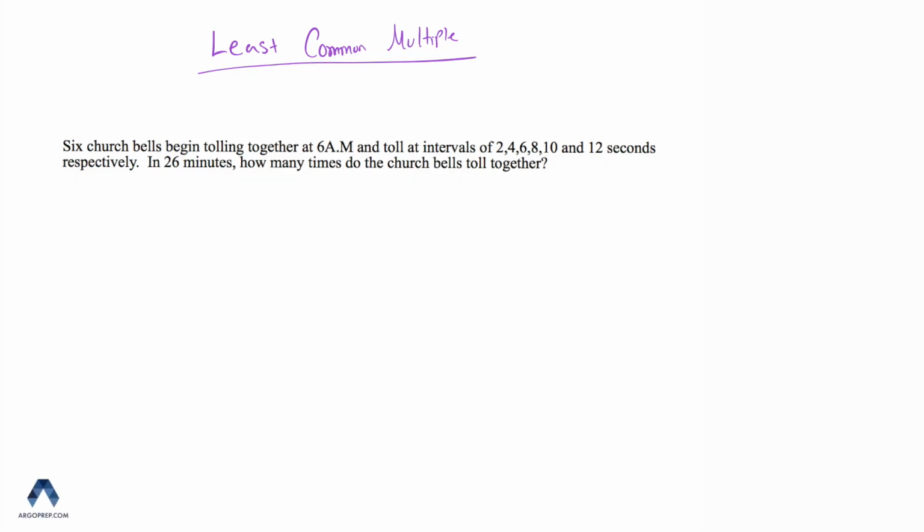6 church bells begin tolling together at 6 a.m. and toll at intervals of 2, 4, 6, 8, 10, and 12 seconds respectively. In 12 minutes, how many times do the church bells toll together?